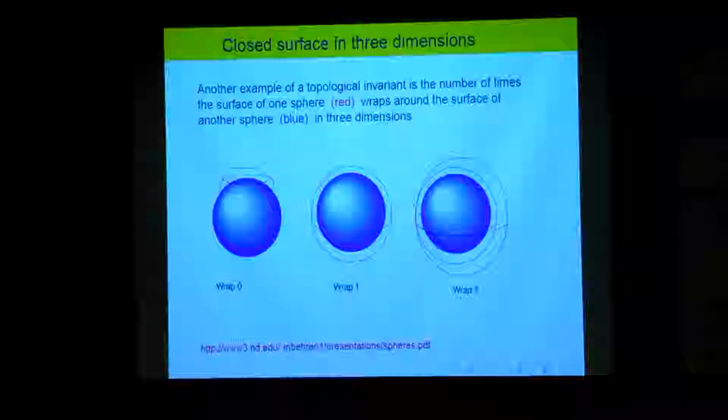So there is a generalization of this to closed surfaces in 3 dimensions. This is a little hard to show, but imagine that there is a surface, a sphere which is red. I'm only showing some particular contours on the sphere. And there is another sphere which is in blue. The number of times the red sphere wraps around the blue sphere is kind of the winding number of one sphere around another. I'm calling this a wrapping number for short. And this is actually related to something which I'll come to, called the Chern number. Once again, this is a topological invariant. It can only take integer values, and it doesn't change if the spheres are deformed a little bit.